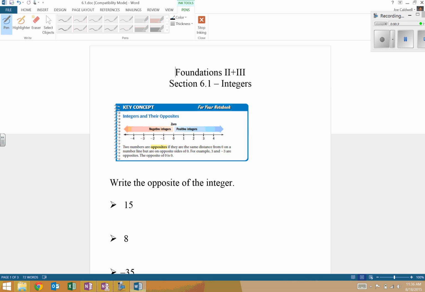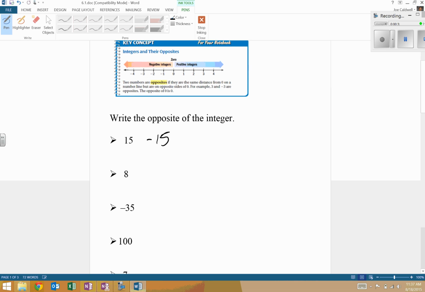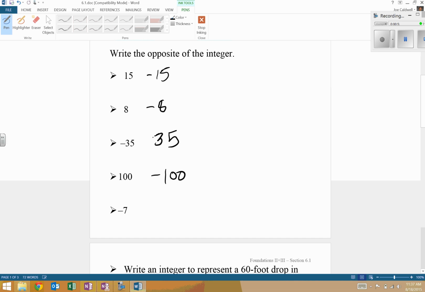What's the opposite? Well, if something is positive, the opposite is going to be the negative of that number. So the opposite of 15 is negative 15. Opposite of negative 8, or I'm sorry, of 8 is negative 8. Opposite of negative 35 is positive 35. Positive 100, negative 100. Negative 7, positive 7.